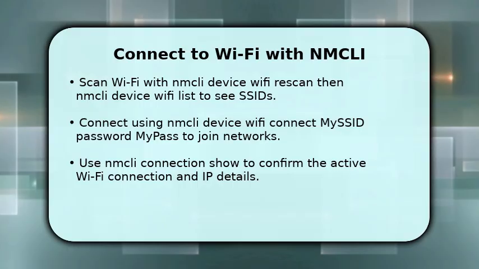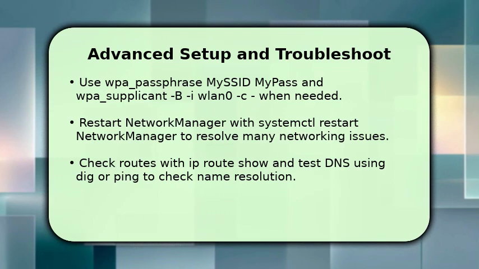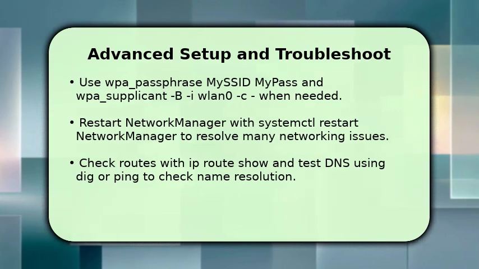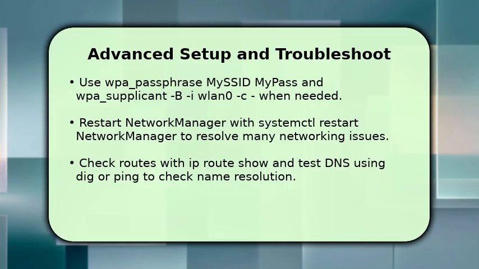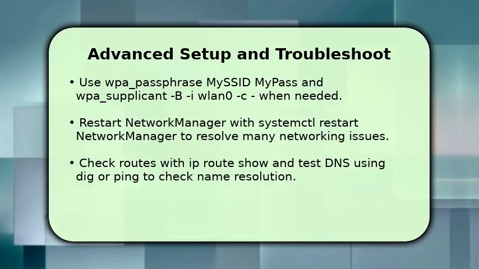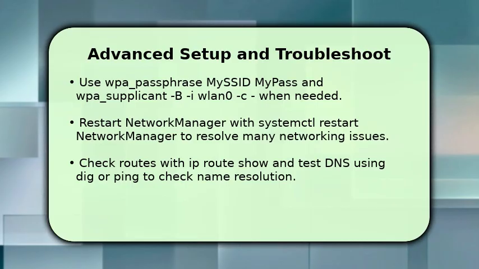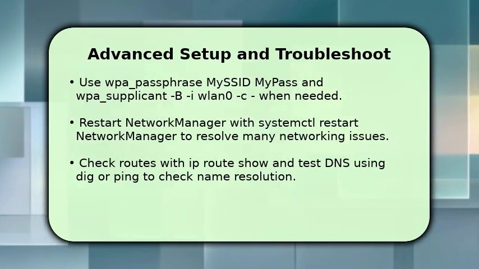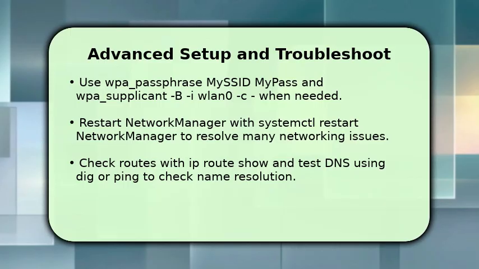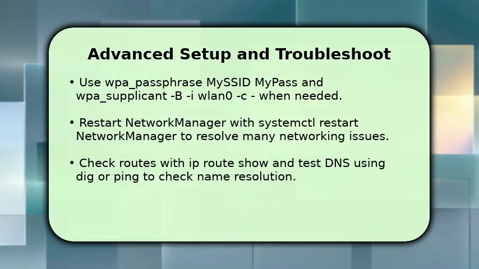When manual control is necessary, use wpa_passphrase my SSID, my pass to generate a wpa_supplicant file. Launch wpa_supplicant in the background with wpa_supplicant -B -i wlan0 -c /etc/wpa_supplicant.conf to authenticate to WPA networks. After association, request an IP using dhclient wlan0 or use ip addr add for a static assignment.